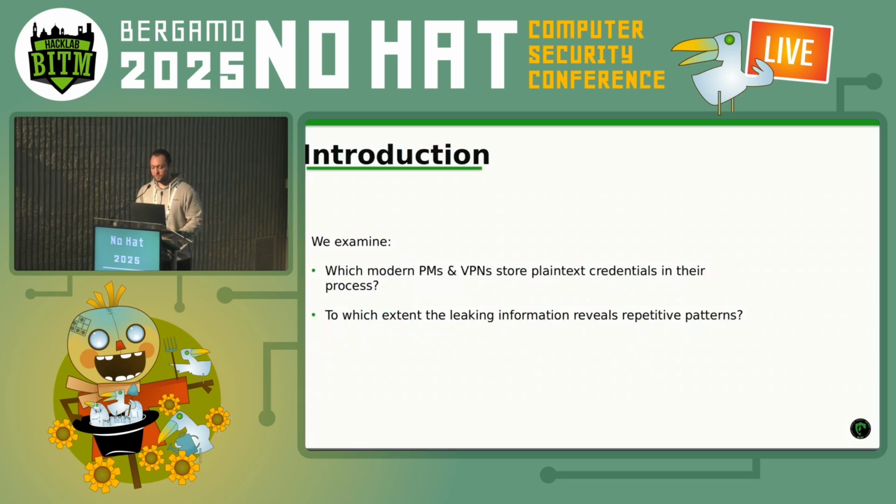Starting the presentation, we will have a short introduction. We have two basic questions regarding our study, and we try to evaluate which modern password managers and VPNs store plaintext credentials in their process. In the context of password managers, you can also find other types of clear text storage within the memory, for example credit card information, addresses, etc. In most cases, whatever they store is in clear text, as we will see later on.